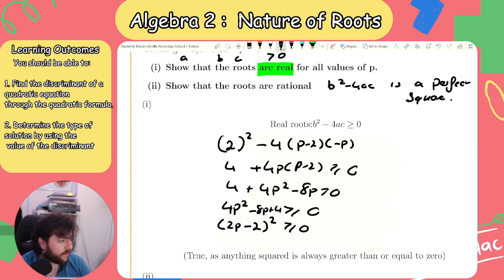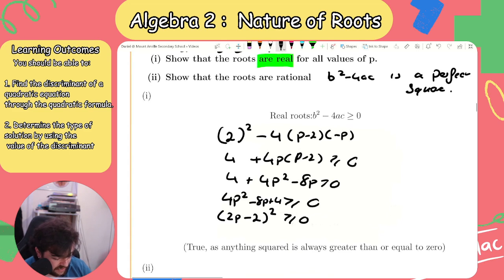And is this going to be greater than or equal to 0? Yes, it is, because it's something squared. Anything squared is always greater than or equal to 0. If I'm squaring a number or a term, it will always be positive. So therefore, 2p minus 2 all to be squared is greater than or equal to 0? Absolutely, because it's a squared number. Remember, anything negative squared will be positive, and anything positive squared will be positive.